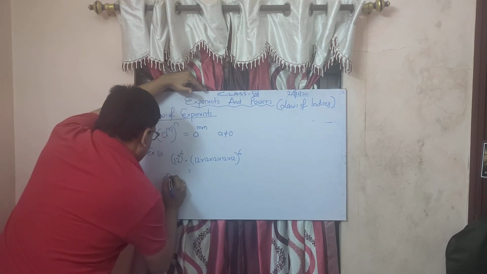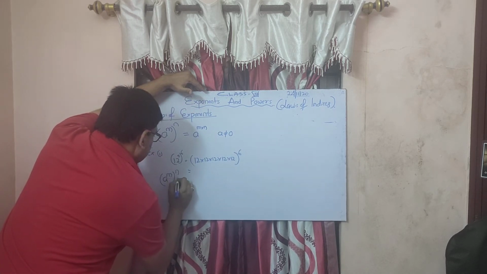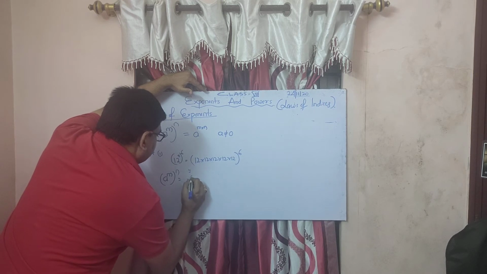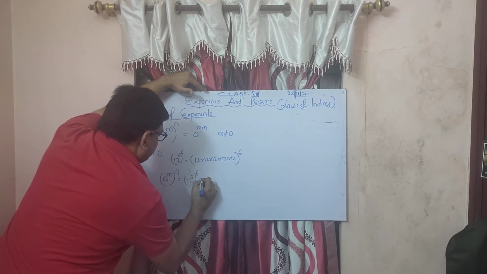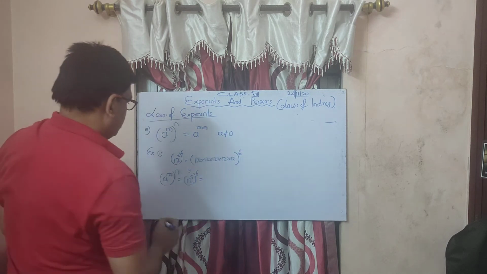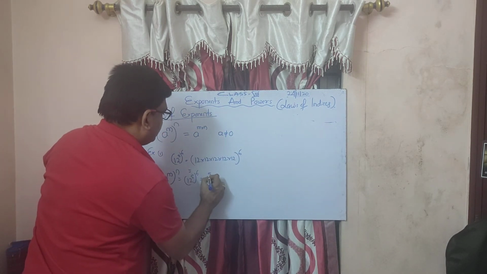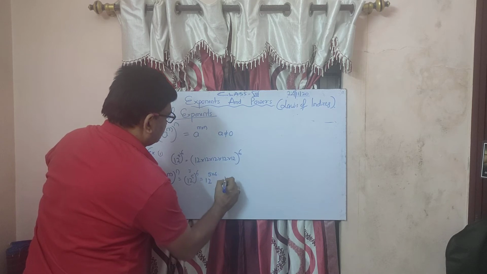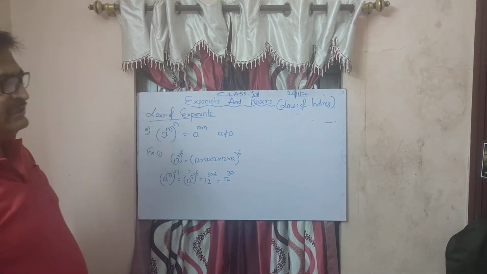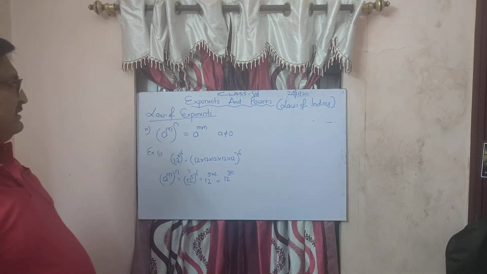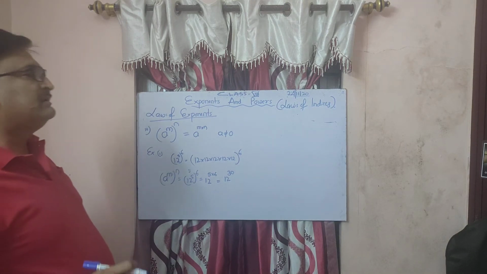Now you know the formula, that is a to the power m, to the power n. That is equal to 12 to the power 5, to the power 6. The base is the same, just multiply the powers. So 12 to the power 30. That's it. Simple. In one go, the example is finished.